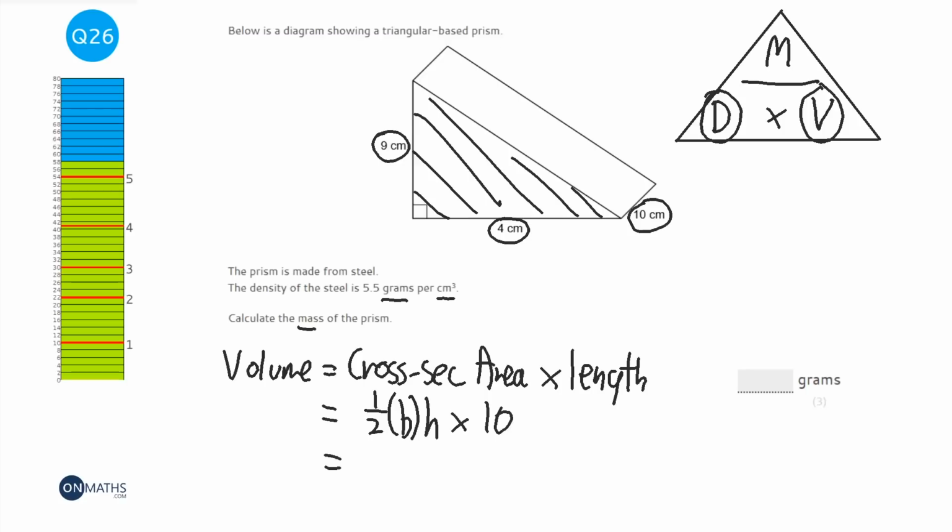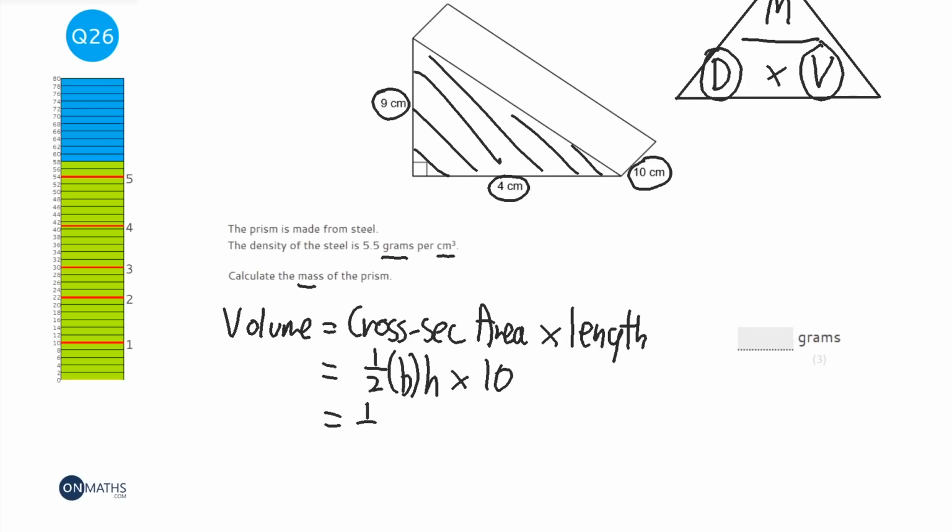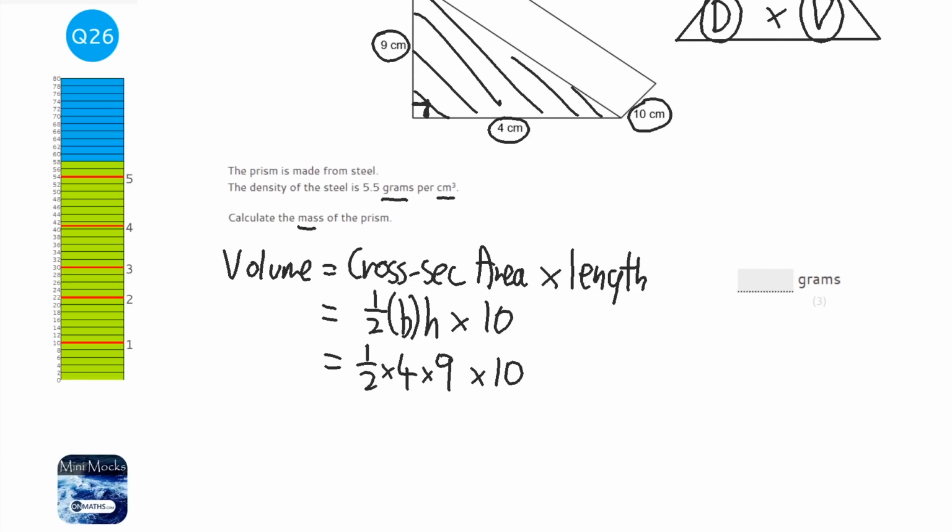So what have we got? The base, which is 4, so it's half times 4 times the height, which is 9 times 10. Now the reason I know the height is 9 is that it hits the base at right angles, and that's really important. The base and the height must be at right angles, and don't forget to halve it. Now what I can do here is something quite sneaky. What I can do is I do half times the 4 to get 2, and that saves me timesing some big numbers together just to halve it.